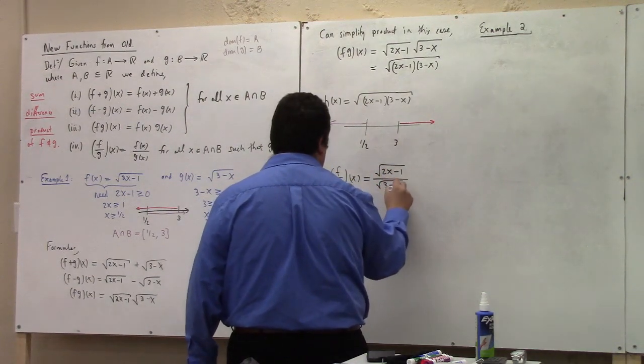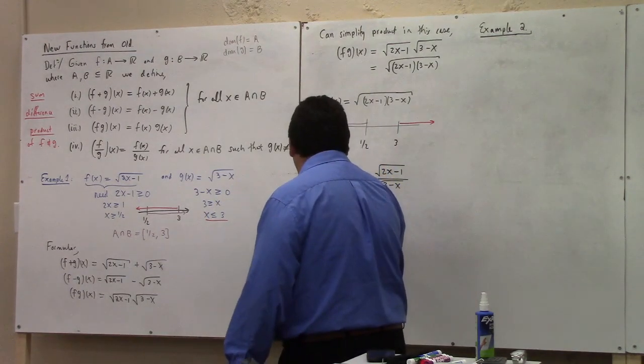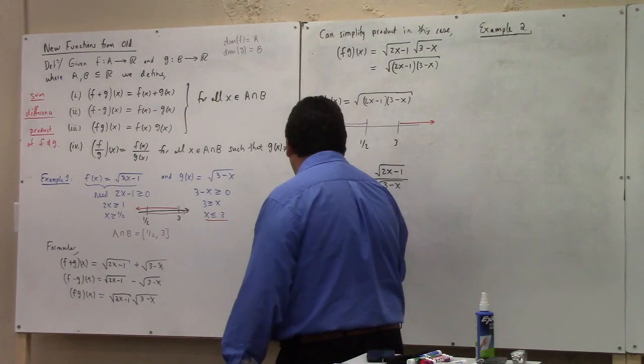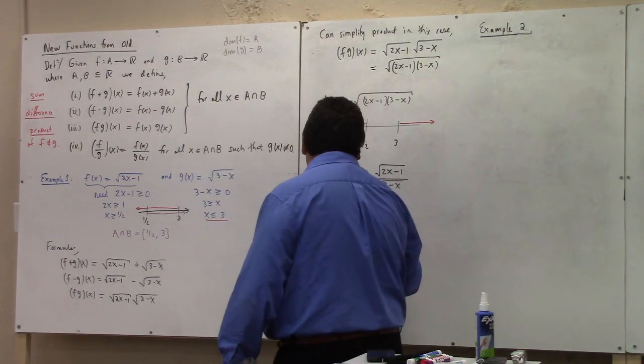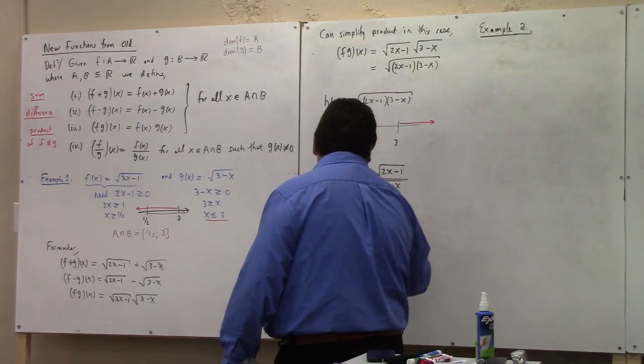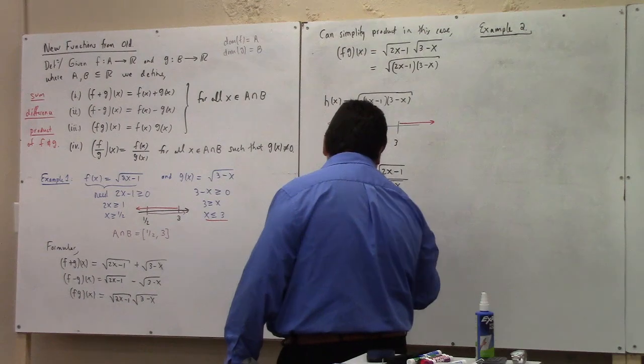right? And hey, you know what? While we're at it, we could also do g over f, couldn't we? What would g over f of x, what would the formula for that one be? Same thing, but flipped over, right? Like that.